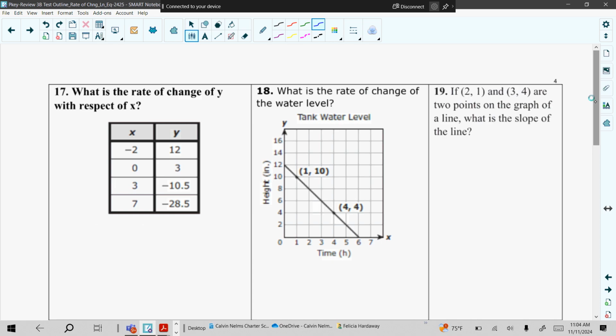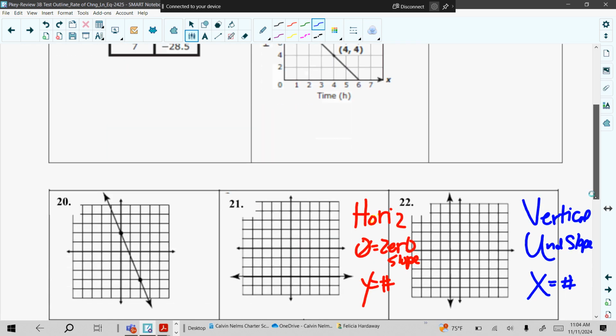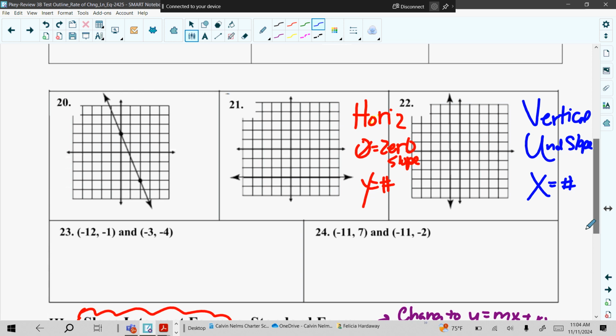All right. You are going to do the next example, 7, 18, and 19. We are going to go to graphing. So go to number 20.